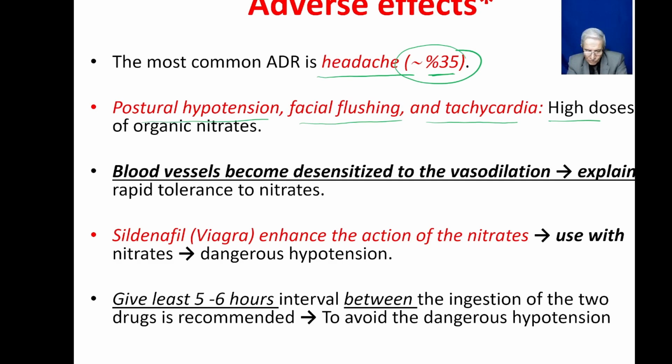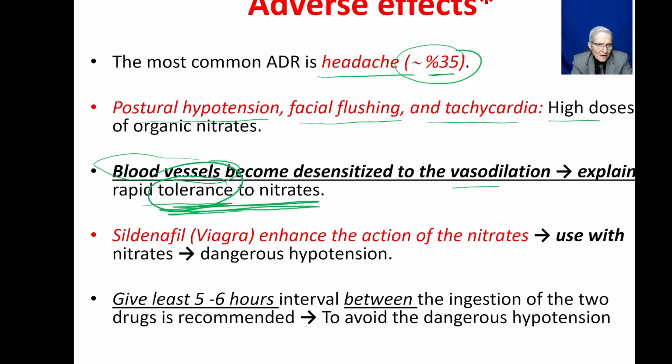Now we have an important concept here. We need to make the patient aware of this one. With long-term treatment with nitroglycerin, the patient will develop tolerance towards the nitrate. Tolerance means that the blood vessels become less sensitive to the vasodilation. So with chronic use of nitroglycerin or nitrate, the blood vessels will become less sensitive. And this explains the tolerance towards nitrate. This is the one concept.